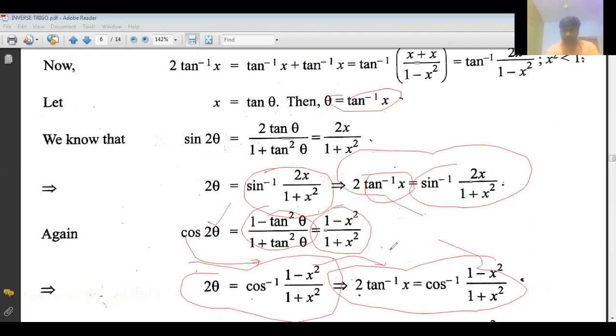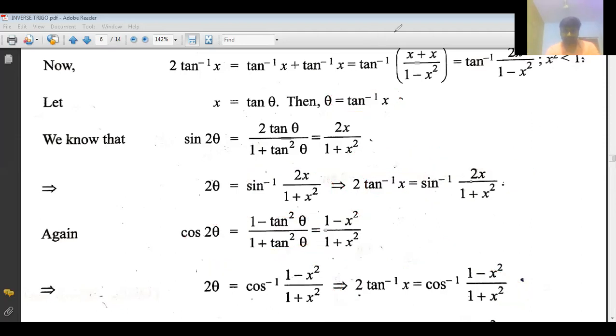So from that we'll get this formula. So this is the proof. Proof is very easy. Just have a look at that. Just practice it once. It's more than enough. So this is very easy.